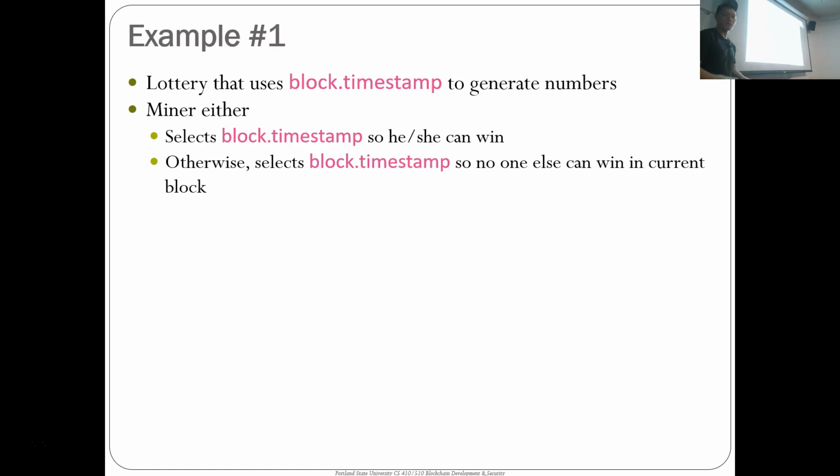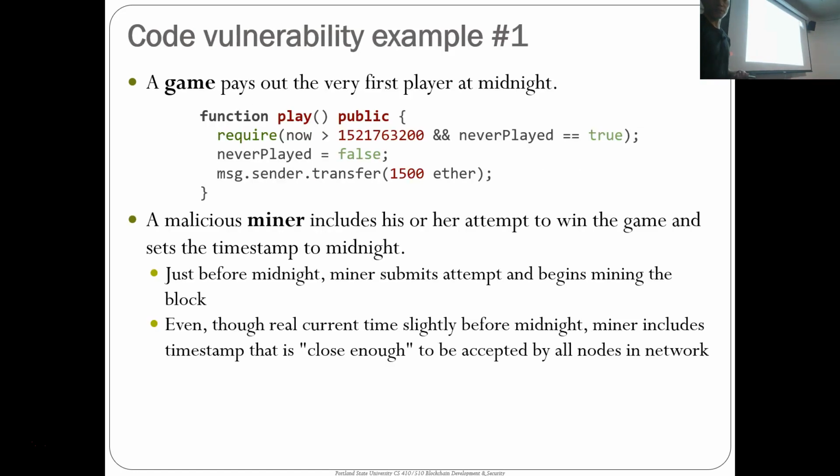So here's an example, a lottery that uses block.timestamp to generate numbers, and the miner selects this timestamp so he or she can win. If there isn't a suitable timestamp that allows this person to win, then they can select a timestamp so that no one else can win in the current block, and then he or she can repeat the attack on the next block. So that's an example.